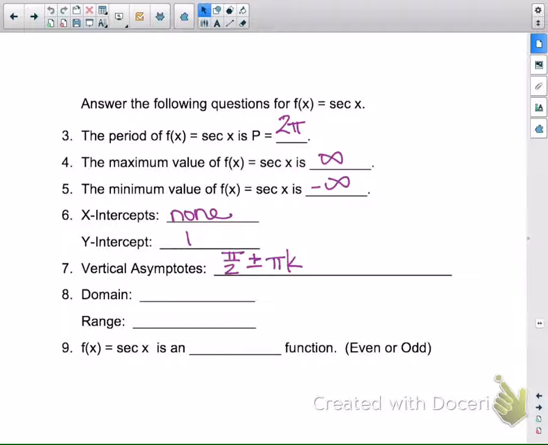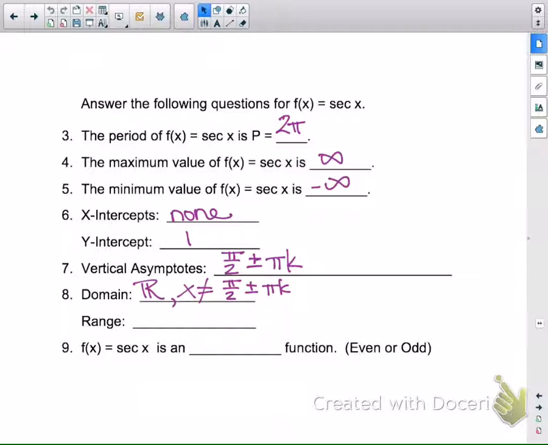out more than once. So then the domain on this, for anything that has asymptotes, we say all real numbers, but we leave out the asymptotes. So I'm going to say x does not equal what? Pi over 2 plus or minus pi k.